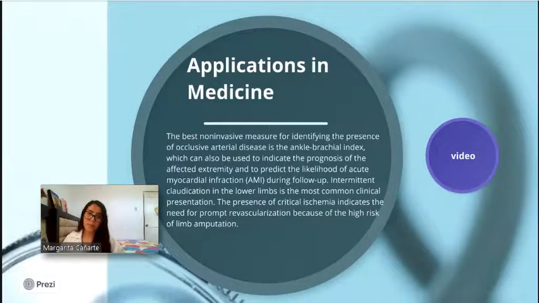Applications in medicine. The best non-invasive method for identifying the presence of occlusive arterial diseases is the ankle-brachial index, which can also be used to indicate the prognosis of the affected extremity and to predict the likelihood of acute myocardial infarctions during follow-up. Intermittent claudication in the lower limbs is the most common clinical presentation. The presence of critical ischemia indicates the need for prompt revascularization because of the high risk of limb amputation.